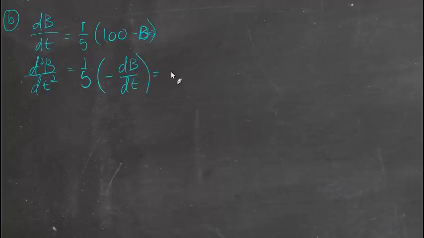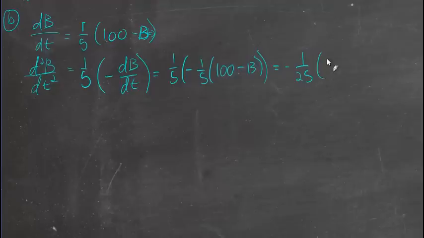So it's 1/5 times negative 1/5 times 100 minus B. So 1/5 times the derivative of this, and the derivative of this is just negative dB dt. dB dt is already given to us. So in the end, negative 1/25 times 100 minus B. Okay, that's the second derivative.